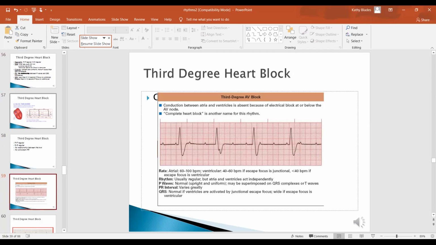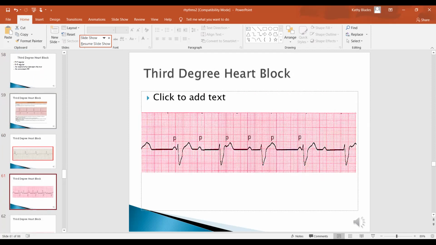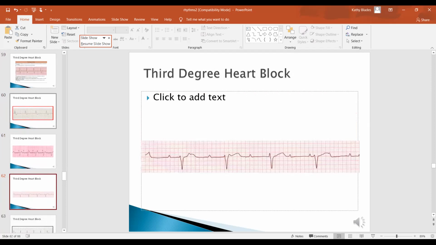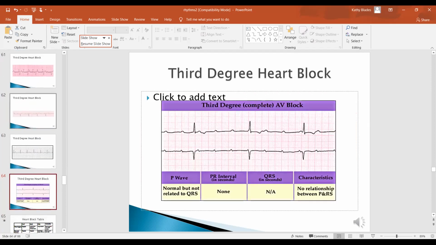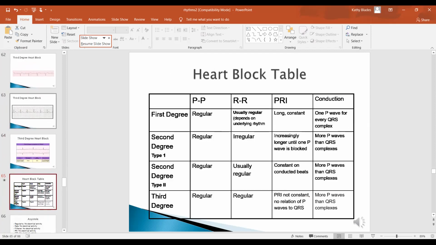Sometimes there's one in front of it. Sometimes it's way in front of it, but then sometimes there's just one on its own. And then this is another one, and another example. And it's the same thing, lots of P's, there's QRSs, sometimes they're together, sometimes they're not. So this little table is really good to have. It kind of breaks it down for you if you are trying to figure out what kind of heart block you have.